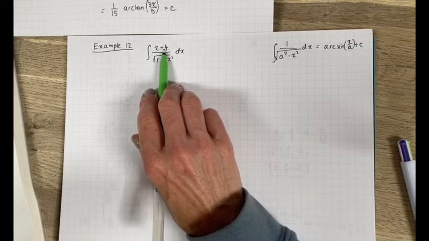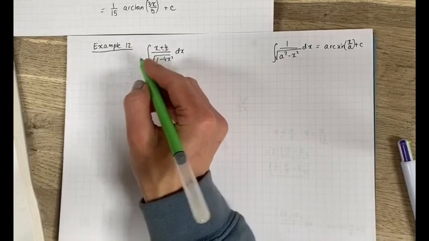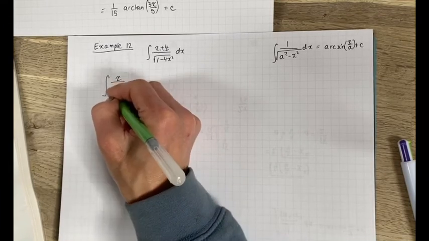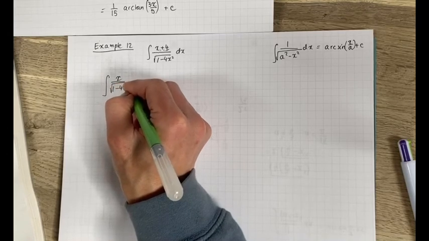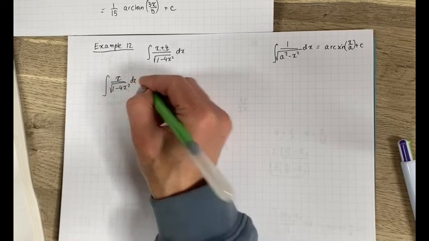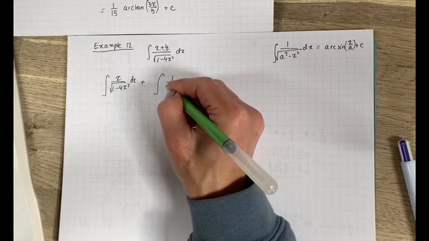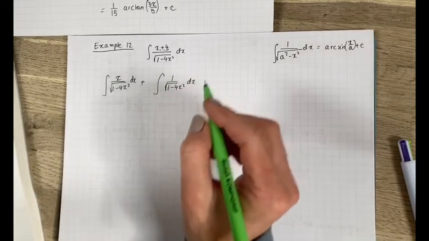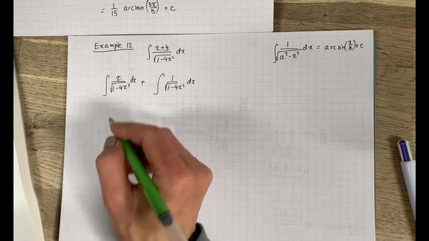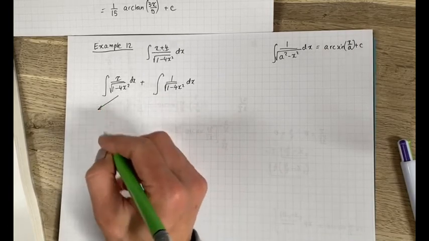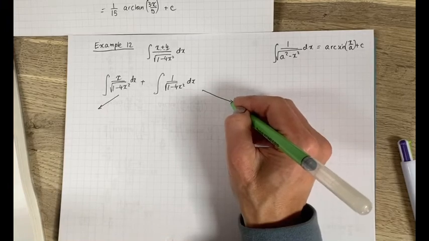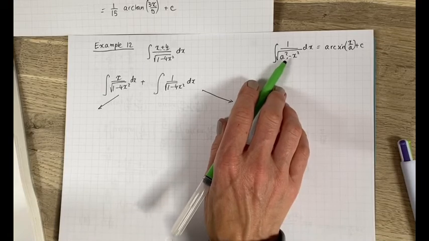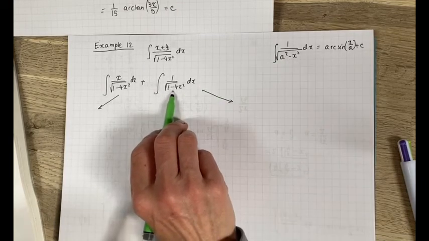but the problem is you don't have 1. So here, if you've got a linear expression, you've got to split it into the sum of two expressions, x over the square root of 1 minus 4x squared dx plus 1 over the square root of 1 minus 4x squared dx. There you go. We're going to work on both of these separately. So let's do this one first, and then we'll do this one over here. Okay, so this here, it's not going to be arcsine. This one is definitely going to be arcsine.